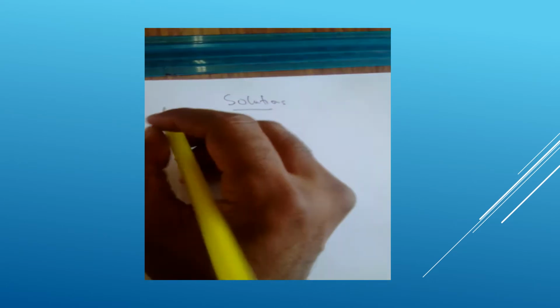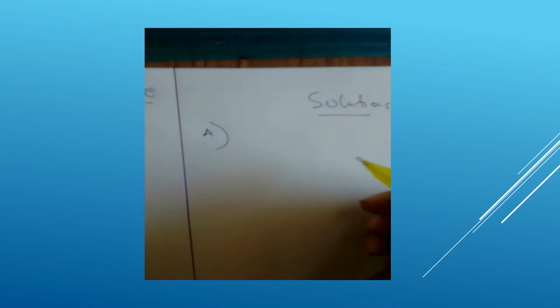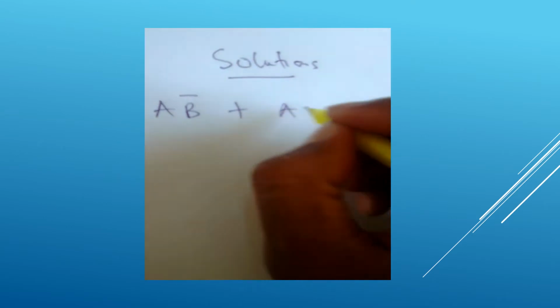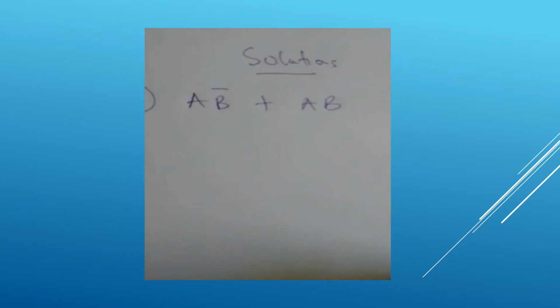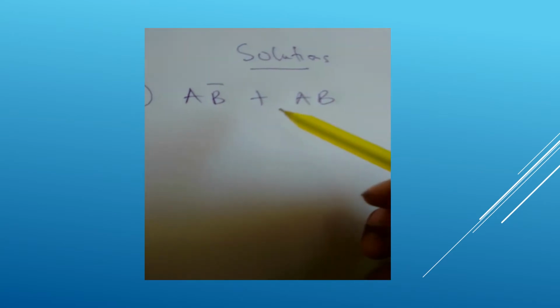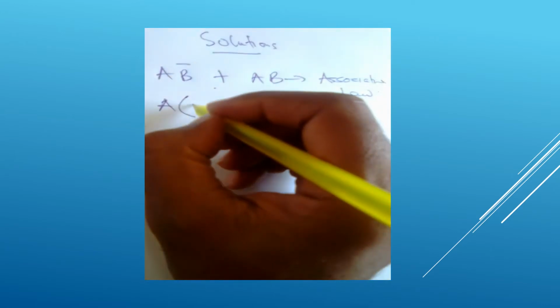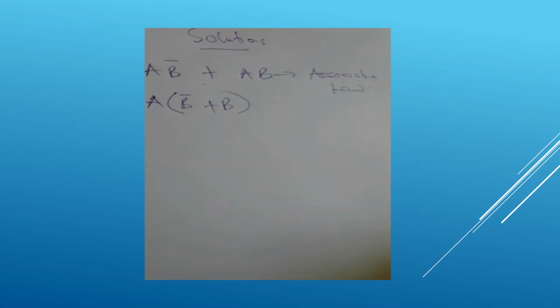Now let's look at the first one here. The first one is A bar plus AB. How do we solve this question? To begin with, we need to understand which law can be applicable here. The associative law can handle this question. With the associative law, you look at what is common first. What is common in this expression? What remains there is B bar plus B. Now the question is, which postulate will work in this way?